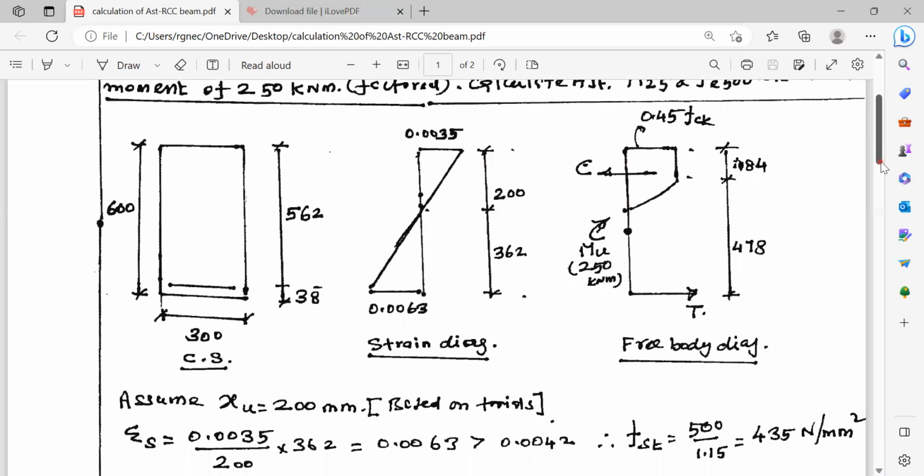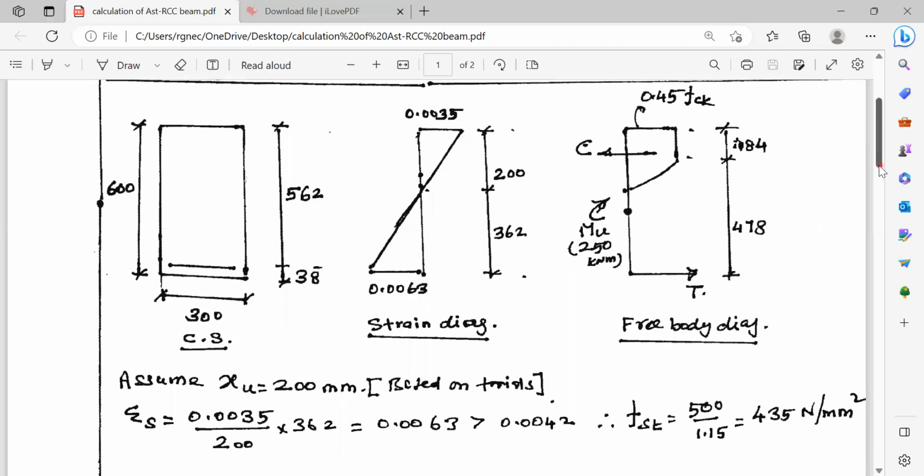Now, we will check whether our assumption of XU is equal to 200 mm is correct or wrong. The external moment is equal to 250 kilonewton meter. That is a given. Now we will take the moment about the tension reinforcement. What is the moment created by the internal compressive force? That is equal to C into this 478 mm. C is the total compression. 478 mm is the distance of the resultant compression measured from the tension reinforcement. Therefore, C into 478 mm is the moment generated internally.